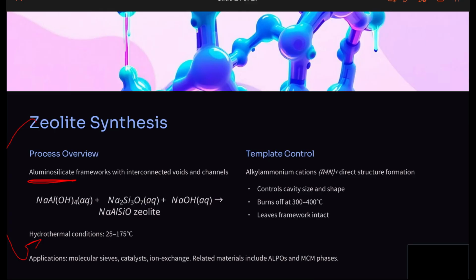So we are going to mix these reactants together and then heat them at high temperature and pressure. We have sodium aluminate, sodium silicate, and NaOH. We use them together and heat them at high pressure. And as a template control, we are going to use ammonium, alkyl ammonium, you can say. This particular moiety we are going to use as the template.